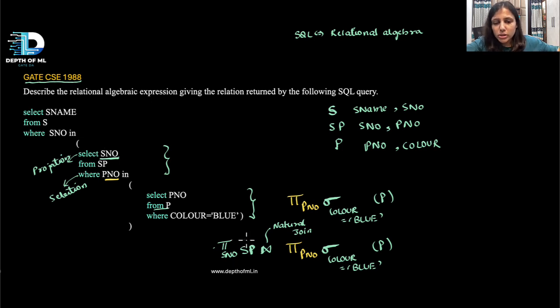So this whole thing will be returning you a table with SNOs only, right? Now you have to join it with the S table, right? So you will do a natural join. So this is natural join, and then you will do projection of S name, right? So this is your full query, right?